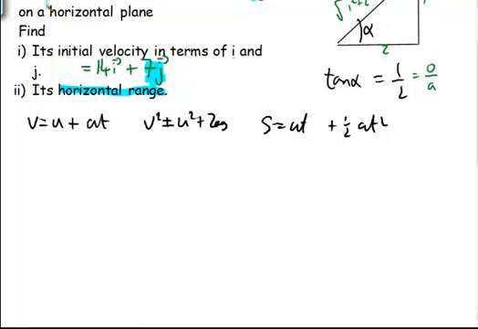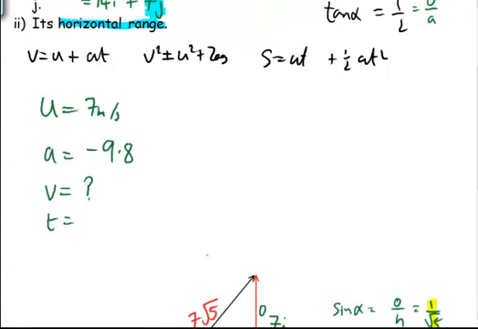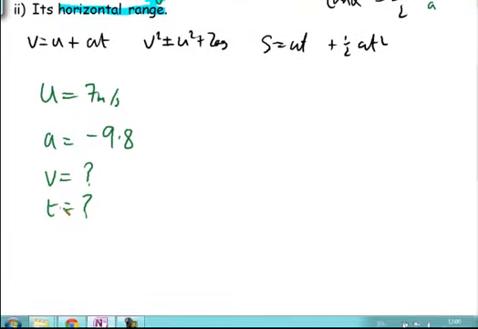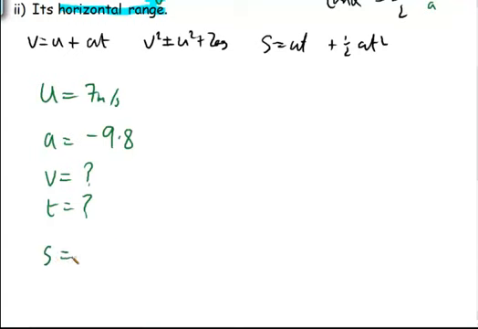So we'll fill in what we know. u is 7 meters per second. a is acceleration due to gravity, minus 9.8. We don't know what v is, and we don't know what t is. That's really what we're looking for. But we do know what s is. When it's hit the ground, the displacement goes back to 0.